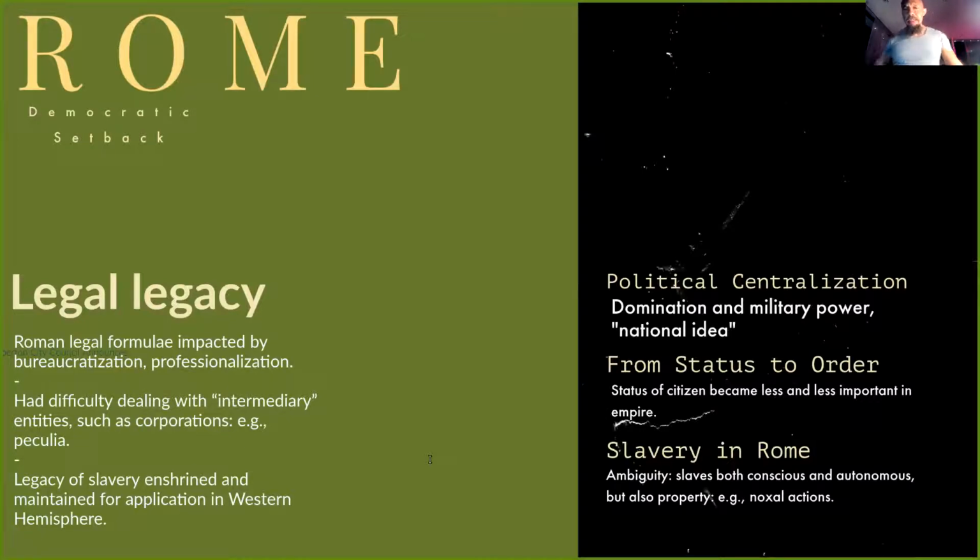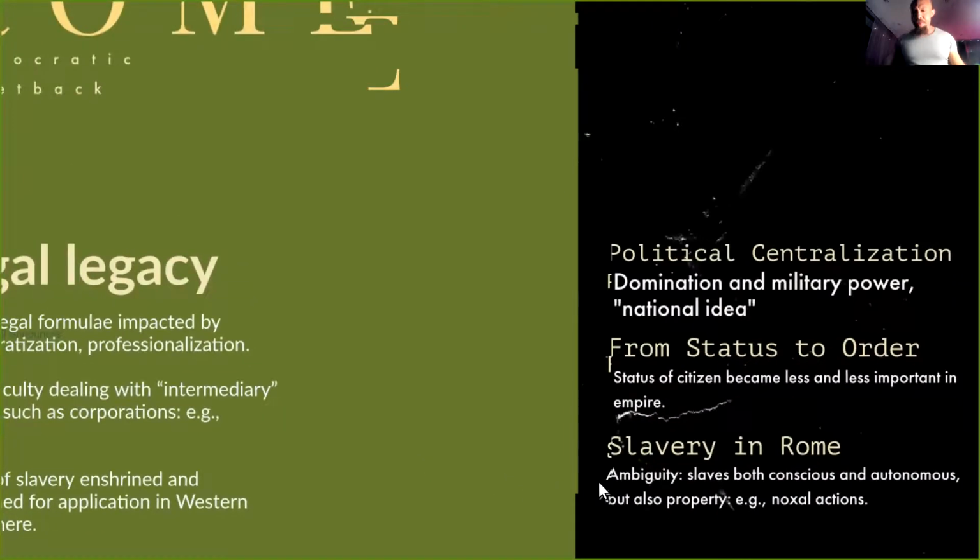Thus, the legal extension of corporal punishment and torture to the lower classes among the citizen population was not just an exception, it was a qualitative transformation in social values and behavior, argues Finley. In addition to this decline from status to order, there also was quite a shift in the nature of slavery in Rome, which is defined by an ambiguous relationship, with slaves both obviously seen as conscious and autonomous beings, but also as property.